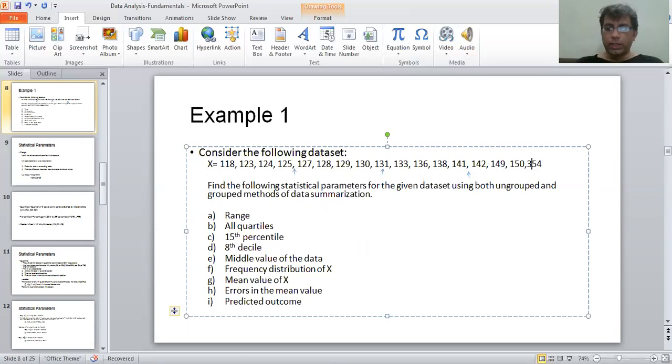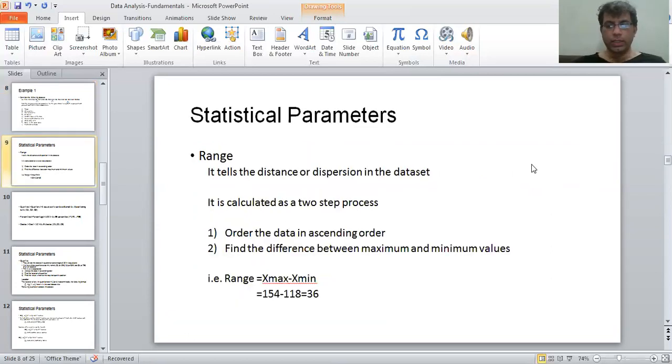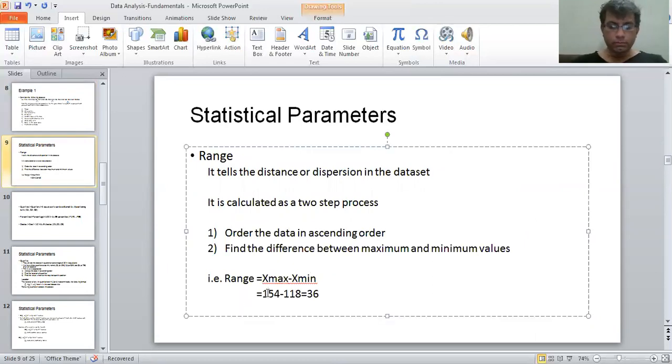Now if this would have been the case, and if I find the range in the data set, then this range would be 354 minus 118, for example, and the answer would be 236. So let's see: 14 minus 8 is 6, 4 minus 1 is 3, and then 3 minus 1 is 2. So 236 is a very big range.